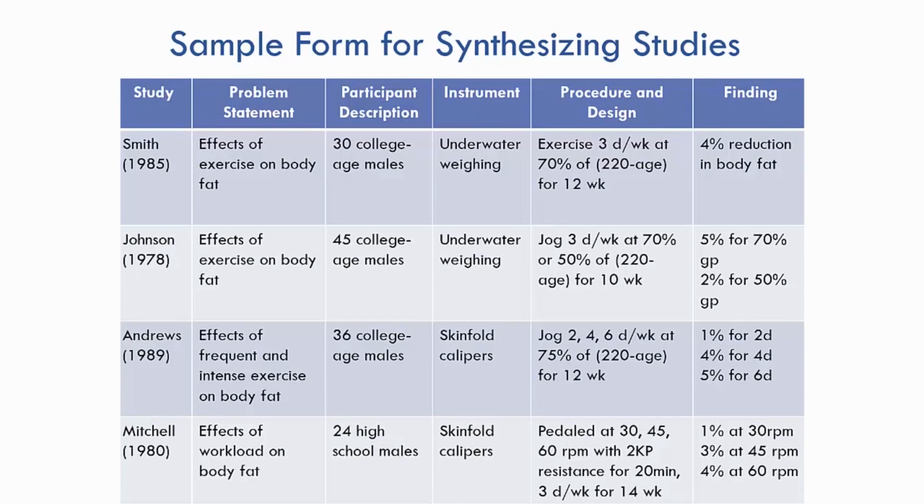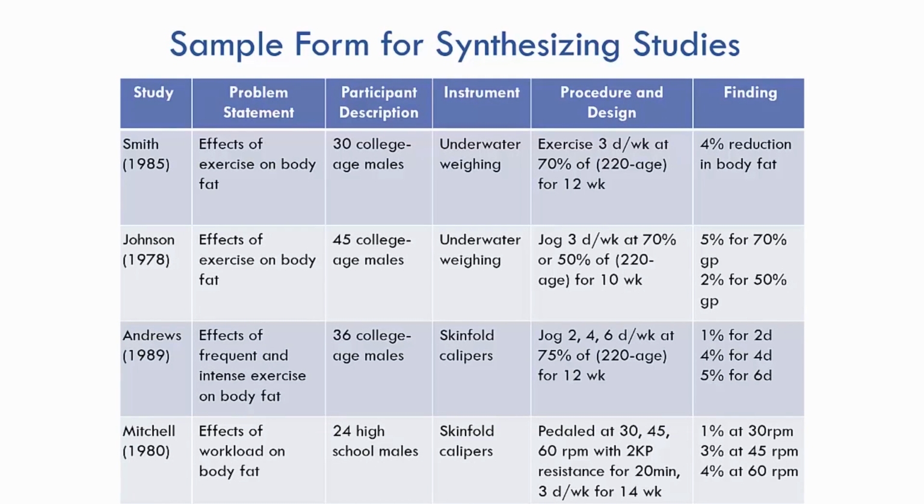Okay, here's an example of this chart, and I'm going to talk over this as you have it on the screen here. If you're going to look at a whole lot of different studies, one way, if you look at the top row, you've got the study, which is going to be the person's name and the year that it was done, the problem statement, so what was the focus of this study, the participant description, so this is basically who the participants were, what was the sample, how did they do it, what was their procedure, and then what did they find, or what were their conclusions?